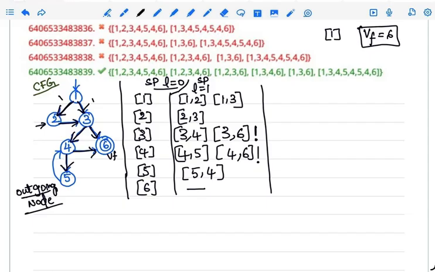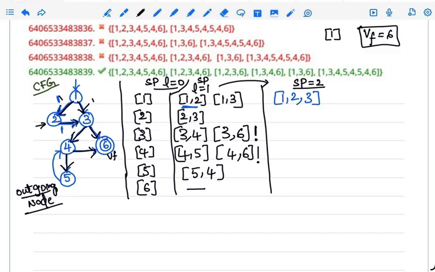Next, simple paths of length 2. We extend the simple paths of length 1 to the next node, and they become length 2. So we extend 1, 2 to the next node: 1 to 2 and 2 to 3 are simple paths of length 1, so 1 plus 1 gives total length 2, that is 1, 2, 3.